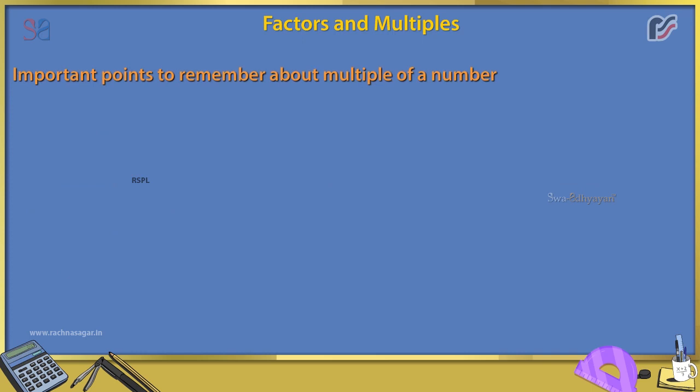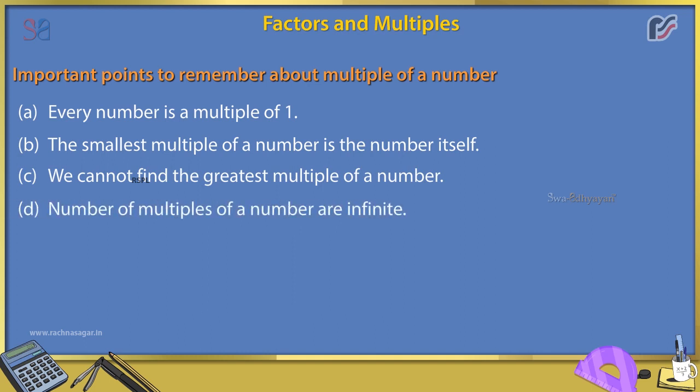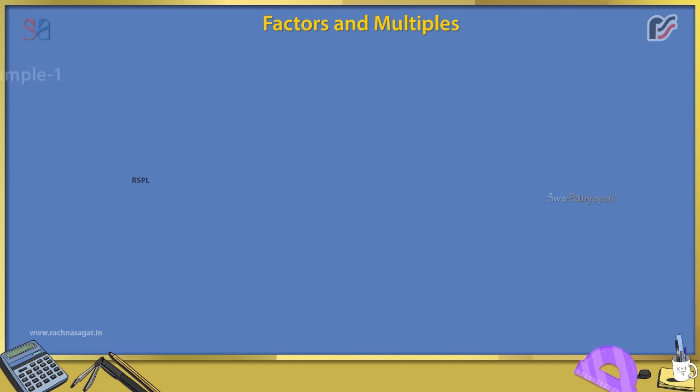Important points to remember about multiples of a number. A. Every number is a multiple of 1. B. The smallest multiple of a number is the number itself. C. We cannot find the greatest multiple of a number. D. The number of multiples of a number is infinite.